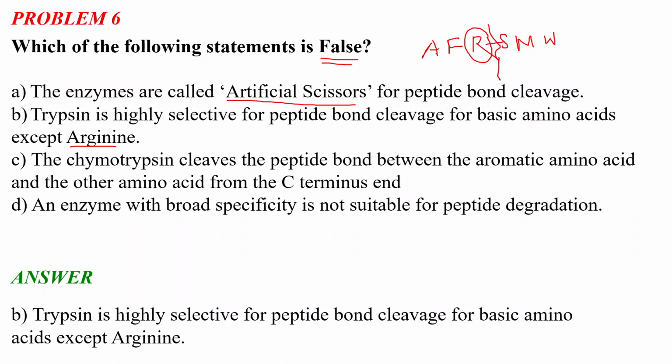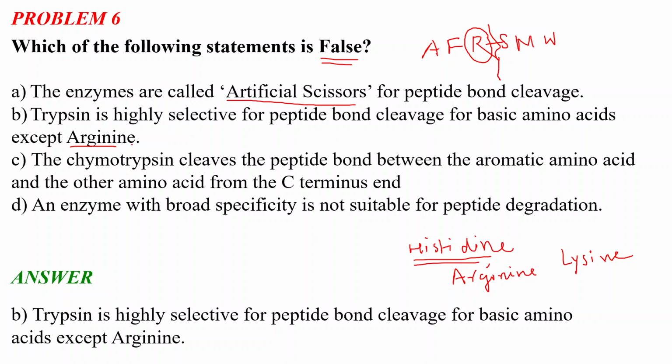Now there are three basic amino acids: one is histidine, we have arginine, and the third one is lysine. These three are called the basic amino acids, and trypsin cuts the peptide bonds for the basic amino acids, except one amino acid, which is histidine. Now why does it not cut the peptide bonds having histidine? Because histidine has lower basicity than arginine and lysine.